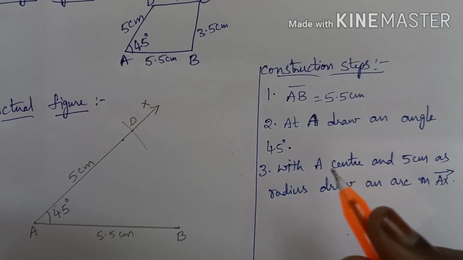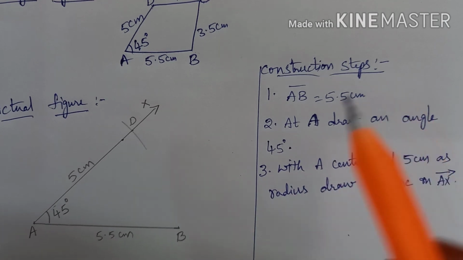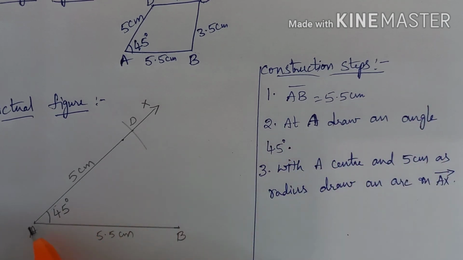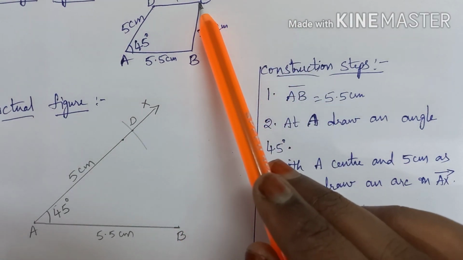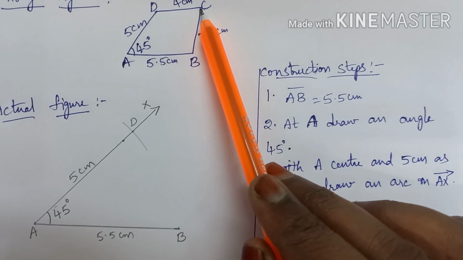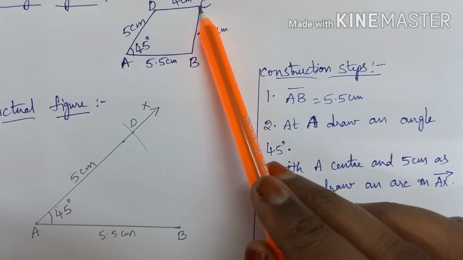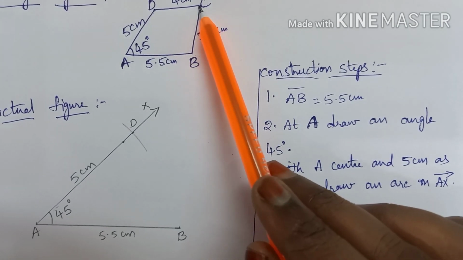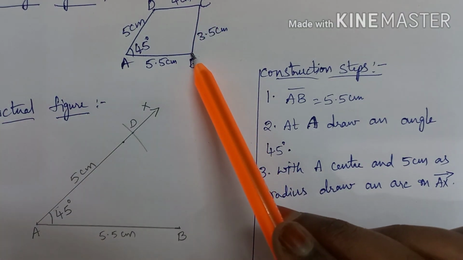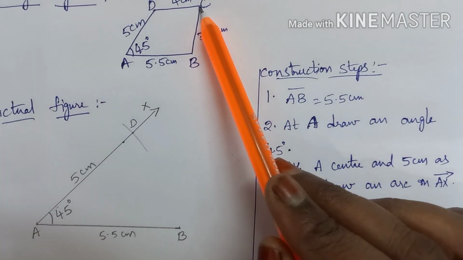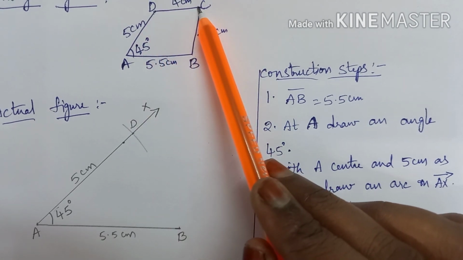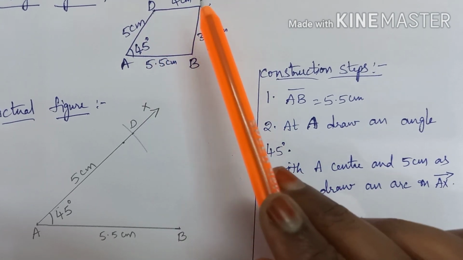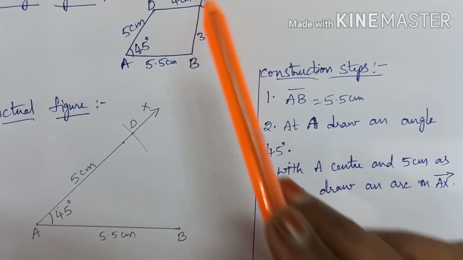Okay. Now, what we have to find? A, B, D are located. Again, we have to find the C vertex. So, where is the C vertex? From B, it is 3.5 centimeters distance, and from D, it is 4 centimeters distance. So, what we have to do now?